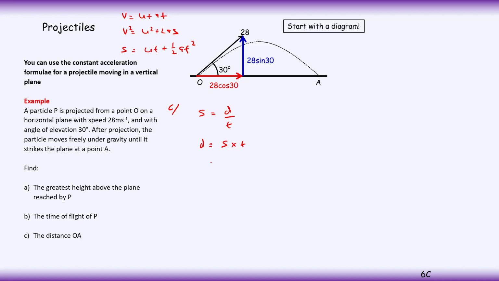The speed horizontally is 28 cos 30, and the time taken was 2.9 seconds. When I work that out, I get 69 meters. So the distance traveled is 69 meters. Hit pause, make some notes. When you're ready, hit play. We'll look at another example.